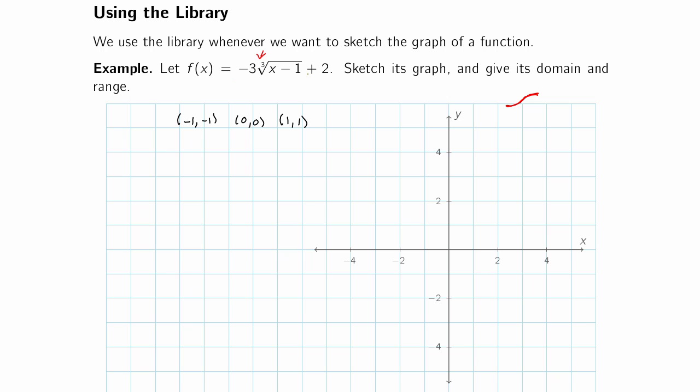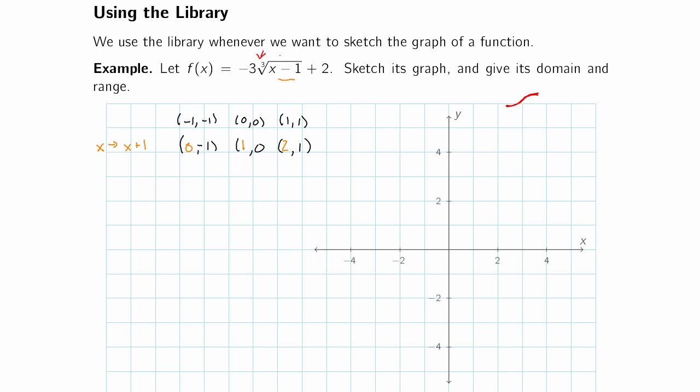Our first transformation, we see an x minus 1. That's going to be a horizontal translation, 1 unit to the right. In other words, we'll replace each x coordinate with x plus 1. So x is -1 becomes x is 0. x is 0 becomes x is 1. x is 1 becomes x is 2. And we haven't touched the y coordinates yet, so we just copy those.